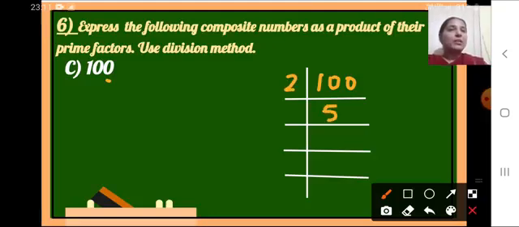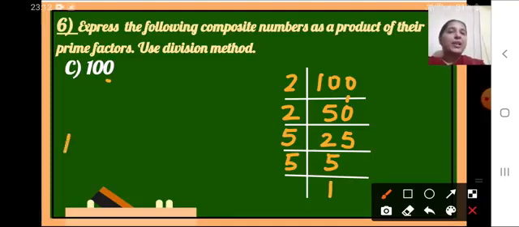2 5s are 10, and then we'll write this 0. Now again, because at the ones place we have 0, so again it will be divisible by 2. So 2 2s are 4. When we subtract 4 from 5, we will get 1 as remainder. So now we have 10. So 2 5s are 10. Now 25 will be divisible by 5. 5 5s are 25, and then 5 1s are 5.